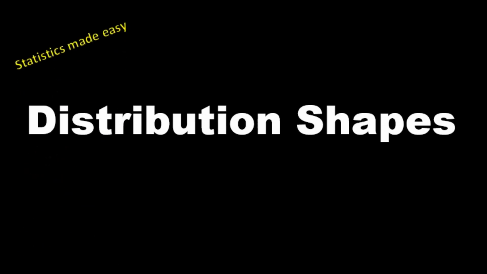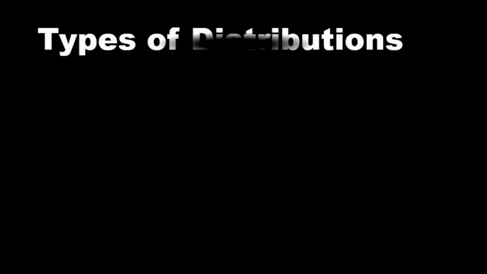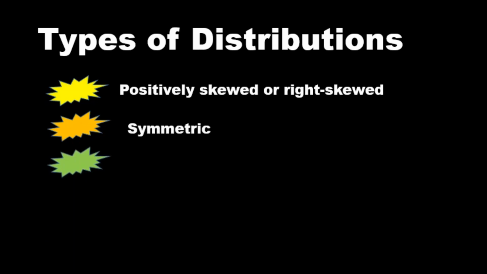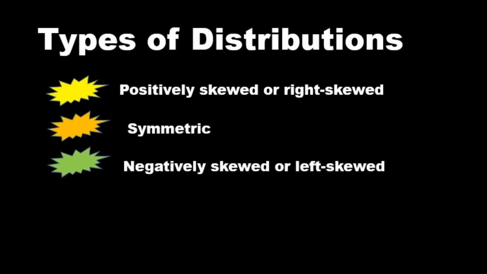Frequency distribution can assume many shapes, and there are three most important shapes, namely the positively skewed, symmetric, and the negatively skewed. And later on, I will show you the histogram of each different distribution.